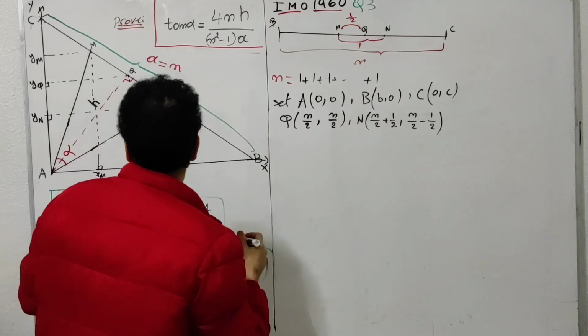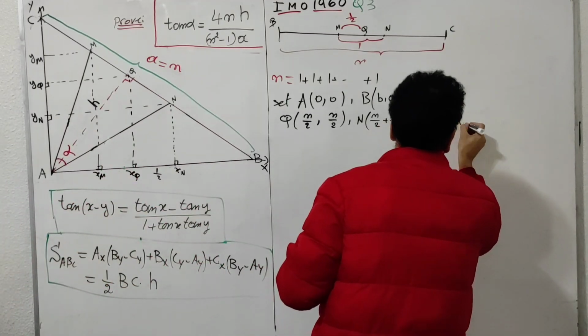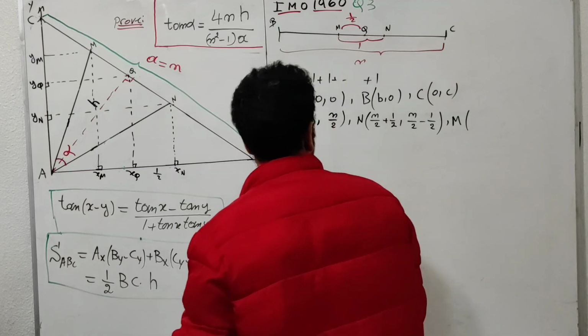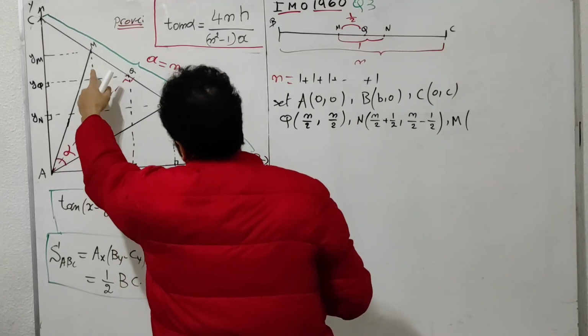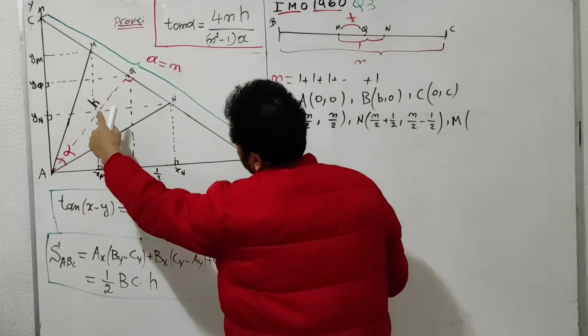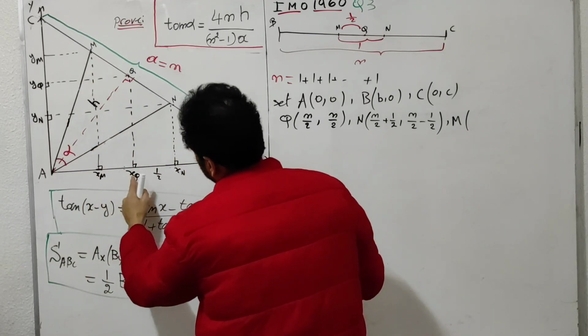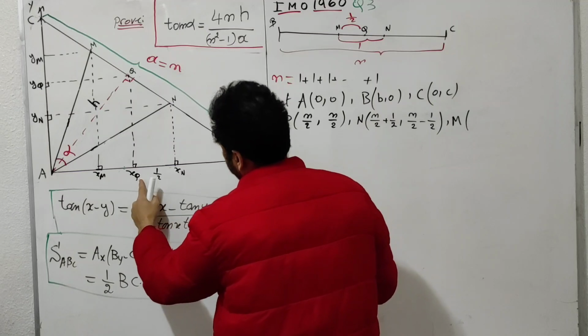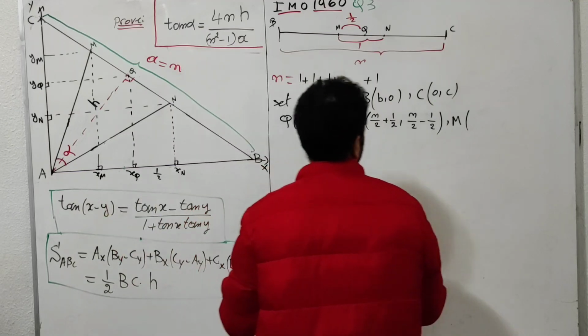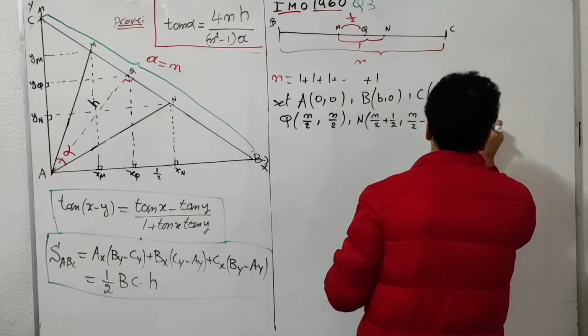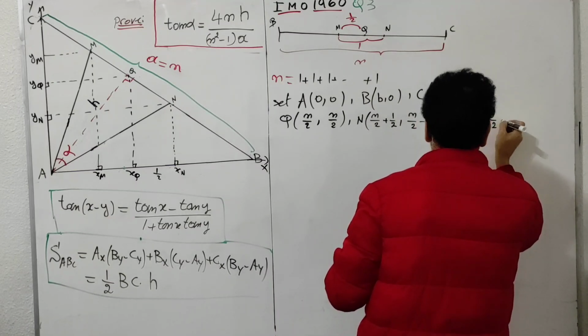For the point M, in Cartesian coordinates, by doing the projection line, we know xQ is n over 2, so this one is n over 2 minus 1 over 2. That's n over 2 minus half.